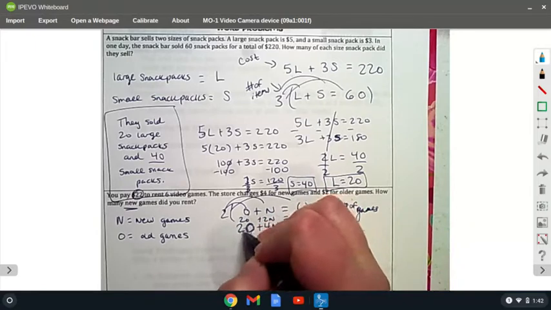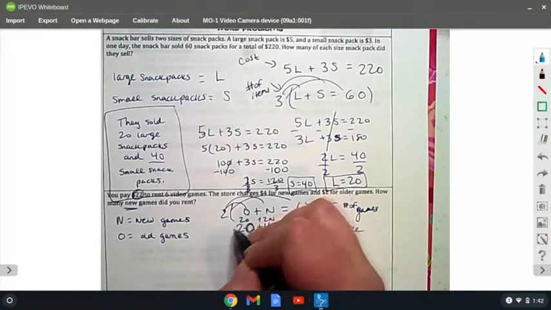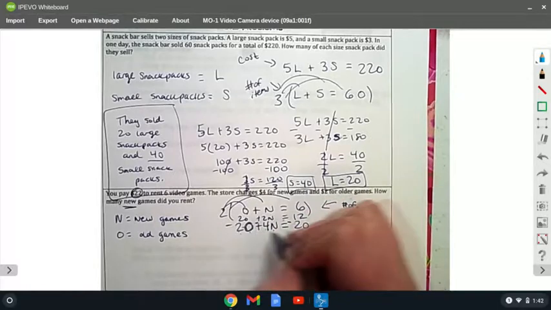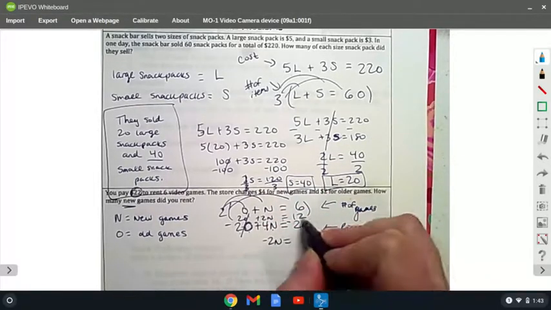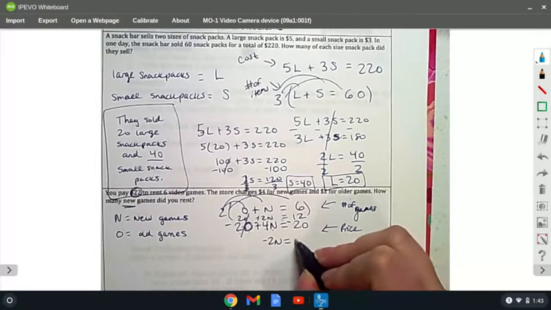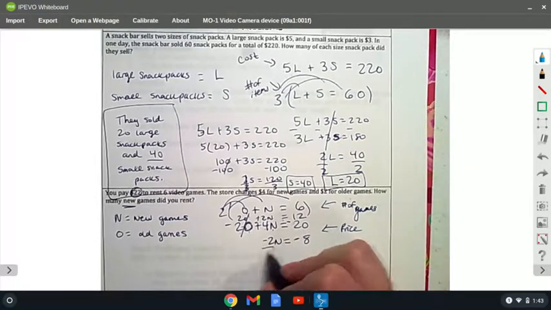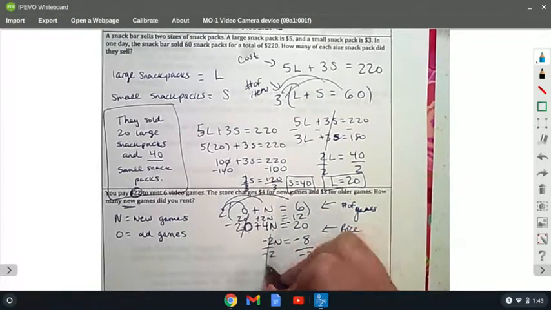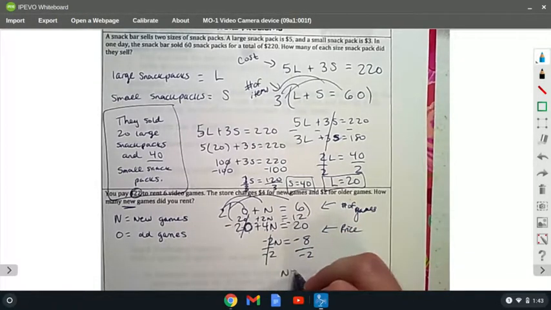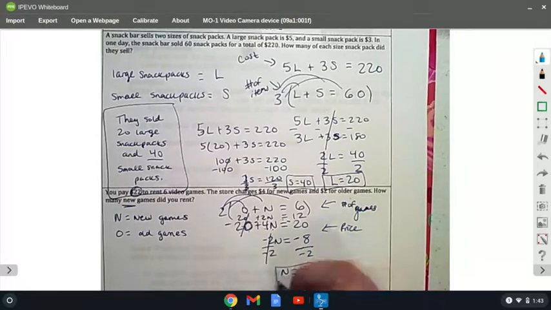So I have the same sign here, 2 and 2, so I'm going to subtract down. Those cancel. I have 2 minus 4 is negative 2N, and 12 minus 20 is going to give me negative 8. And then I'll divide by negative 2 on both sides to get N by itself. So N is going to be a positive 4.